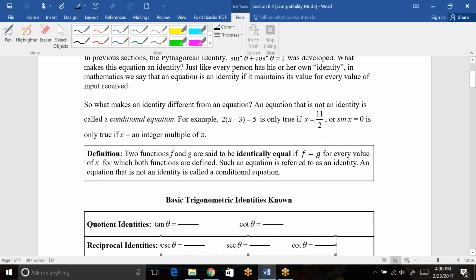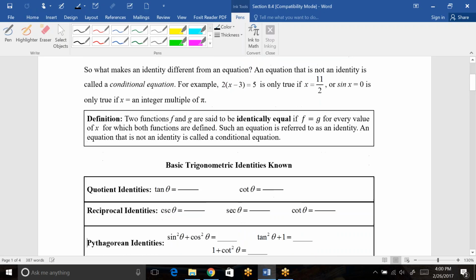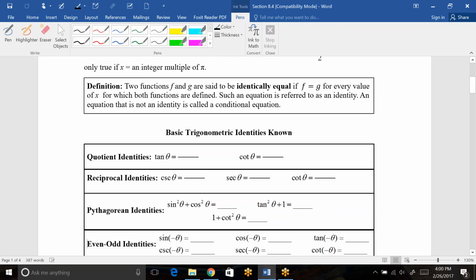So two functions f and g are said to be identically equal if f equals g for every value of x for which both functions are defined. Such an equation is referred to as an identity, and if it's not an identity, remember, it's a conditional equation. So just to remind ourselves of some of the identities that we have learned so far this semester.